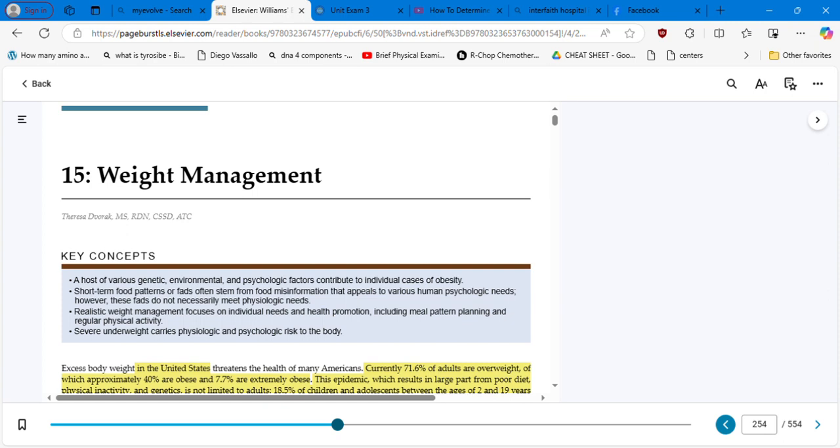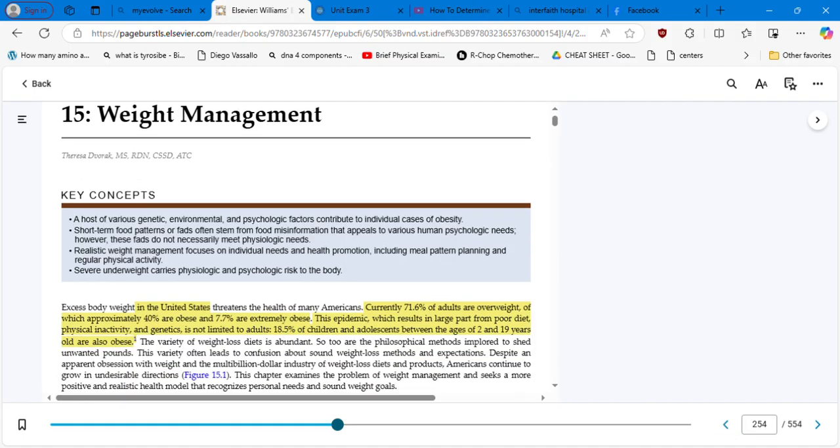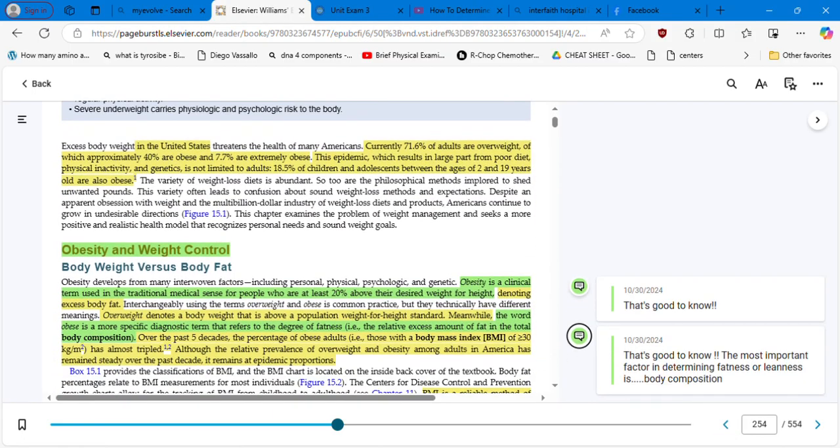Hello, students. Welcome to chapter 15, weight management. So, chapter 18 and chapter 15 are the two chapters that are going to be part of your exam 3. Okay? So, in the United States, pay attention to these statistics.